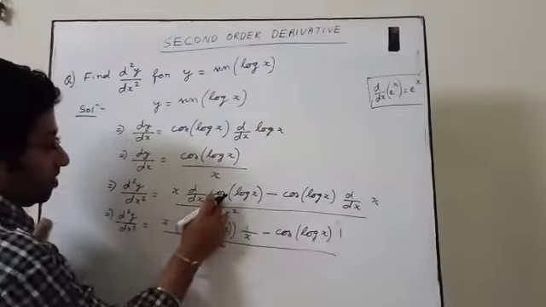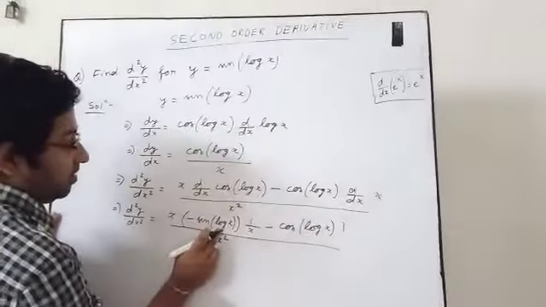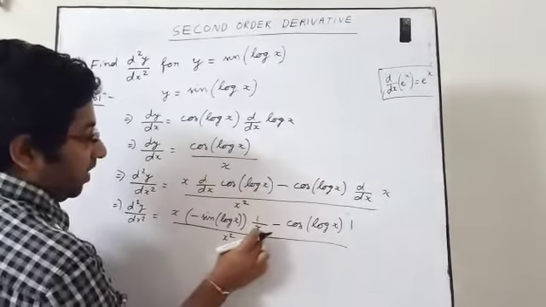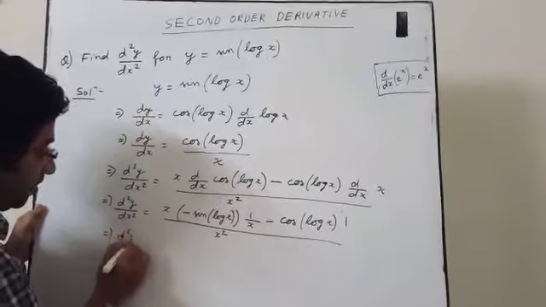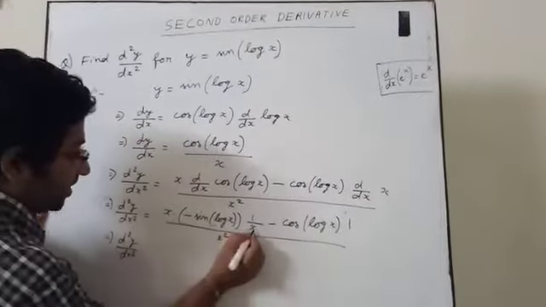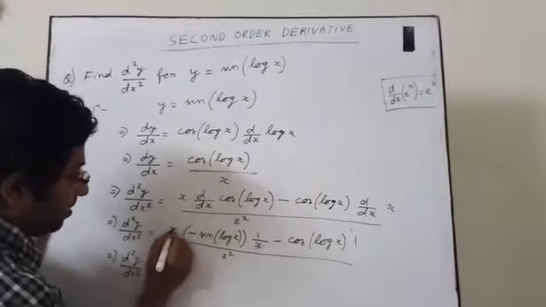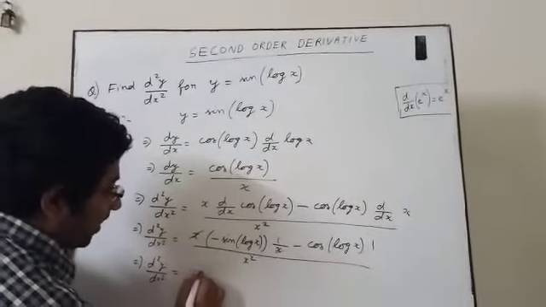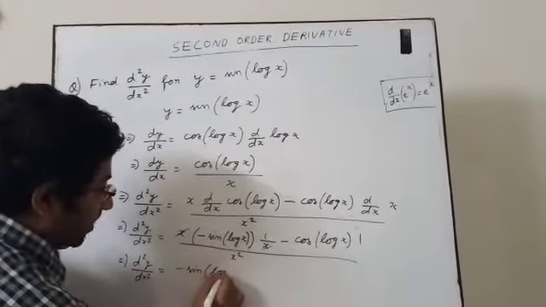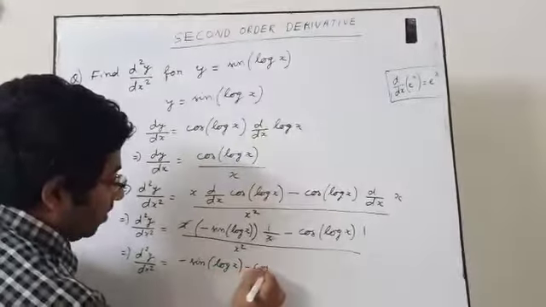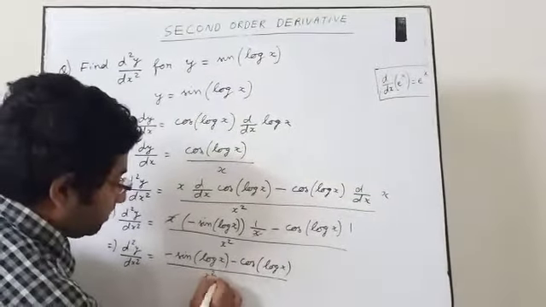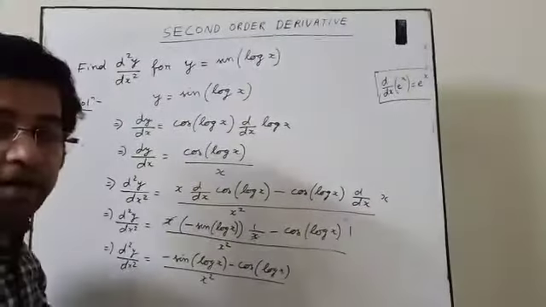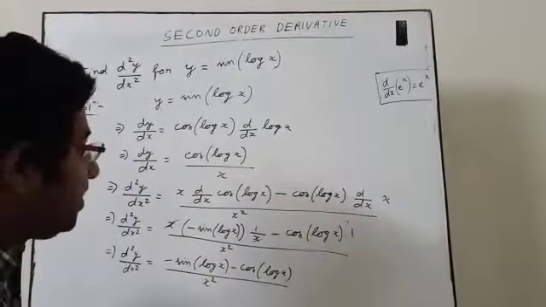Cos derivative is minus sine, again derivative of log x is 1 by x, minus cos of log x. So what did you get? d2y by dx squared, x cancels. So what you got? Minus sine log x minus cos log x, divided by x squared. You got this? Yes or no?